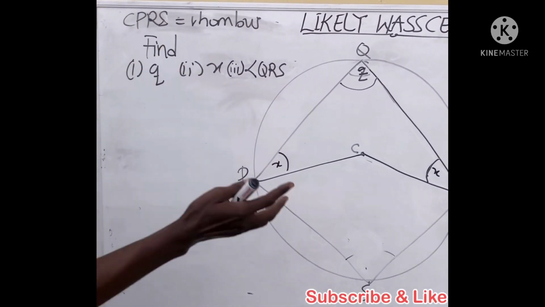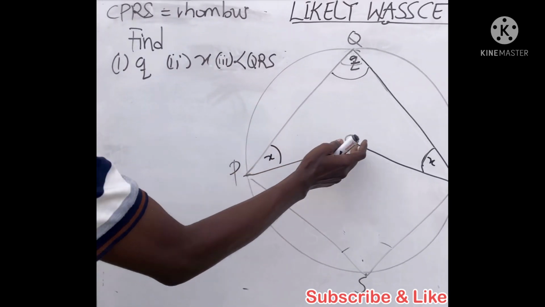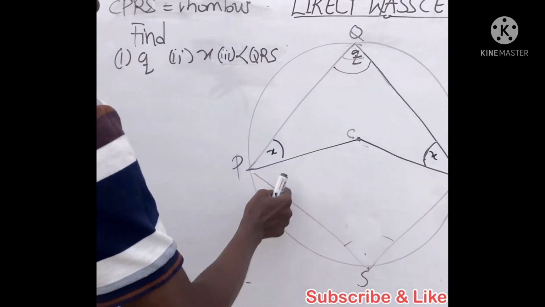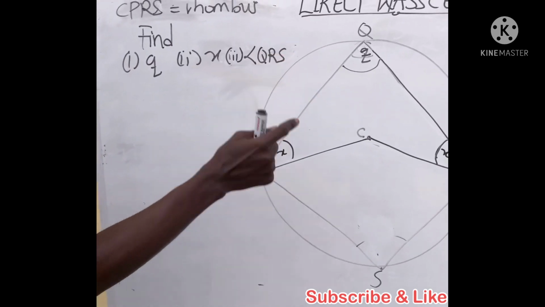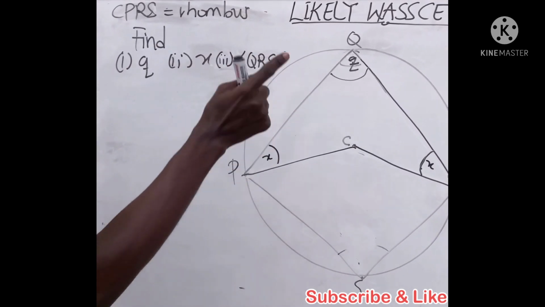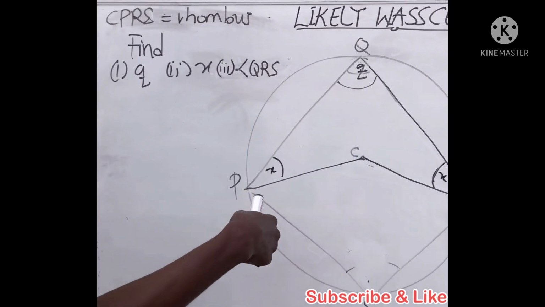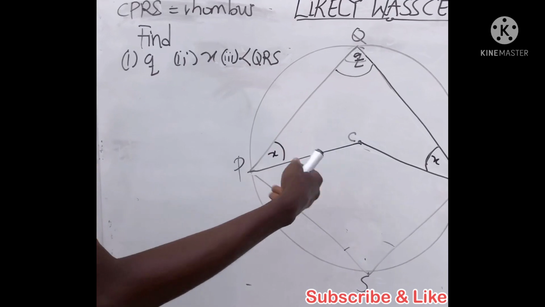This is on circle theorem. Now in the question we have been given that the quadrilateral CPRS is a rhombus. Therefore, we have to apply the rules of circle theorem to solve this question. If you've forgotten some of the basic rules, please go to the video section below and find and revise those rules.